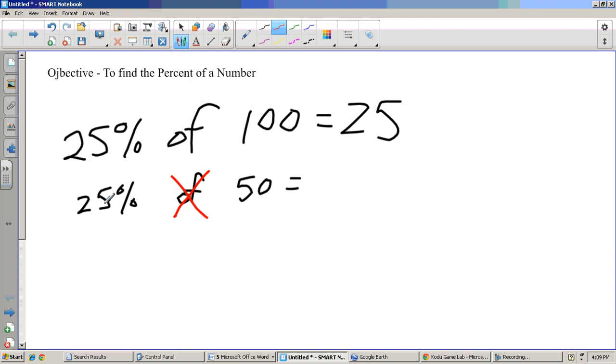So in order to change it to a decimal, well, my decimal point's over here. I move it over 2 spots. Because you remember last time when we had a decimal and we wanted to change it to a percent, it was the other way around. If I had a decimal 0.25 and I want to change it to a percent, I move it this way. 1, 2. And it's 25%. But if I want to change a percent to a decimal, I need to move it over to the left twice. So when I want to find 25% of 50, that means I have 0.25 times 50.